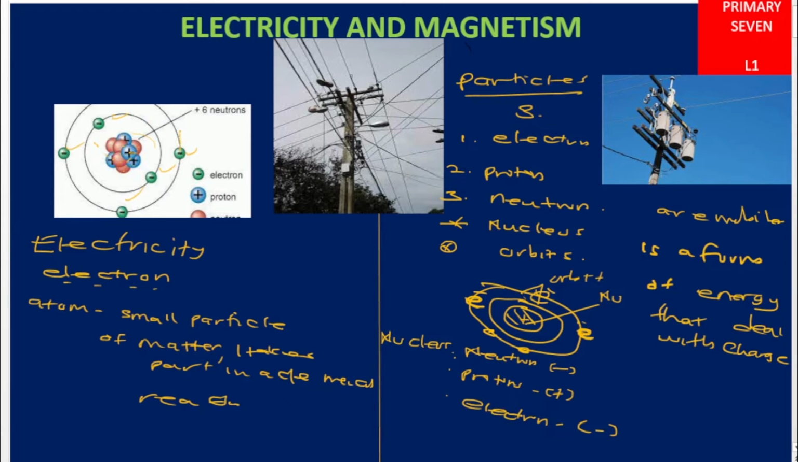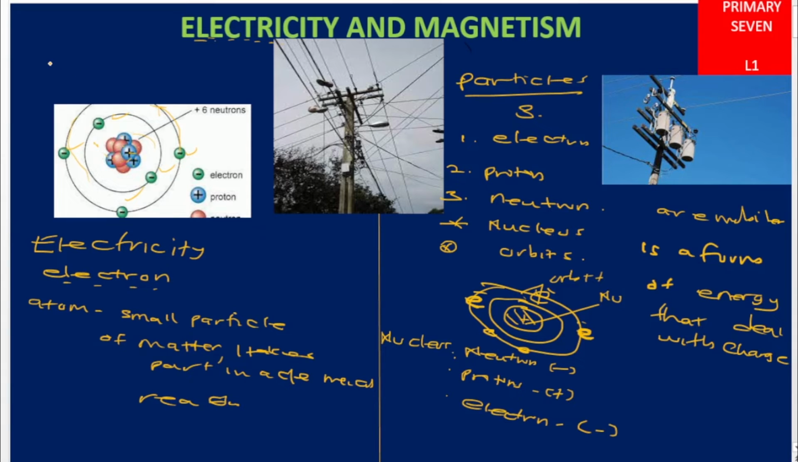As these negative charges are moving, rotating around, they have a form of energy. They are producing energy. Remember, we said energy is the ability to do work. The movement of electrons produces energy, and when electrons are involved in producing a certain form of energy, that form of energy is called electricity. Therefore, electricity is a form of energy that deals with, or works with, the charges.